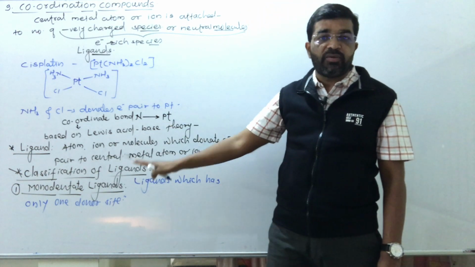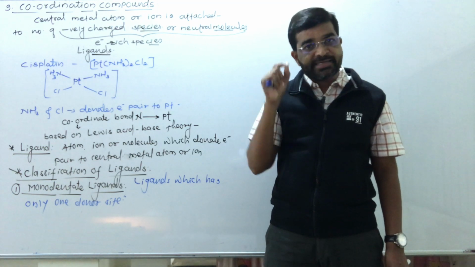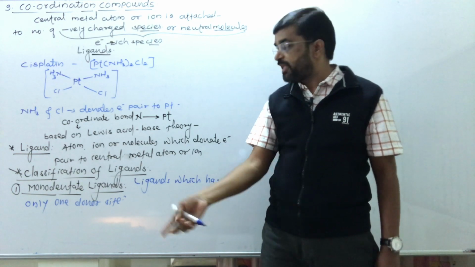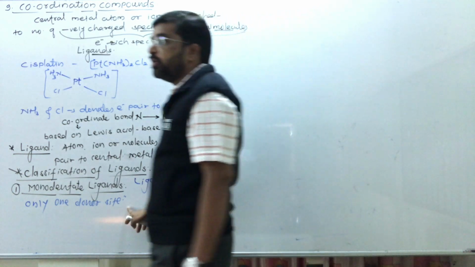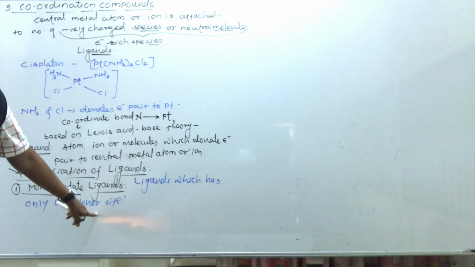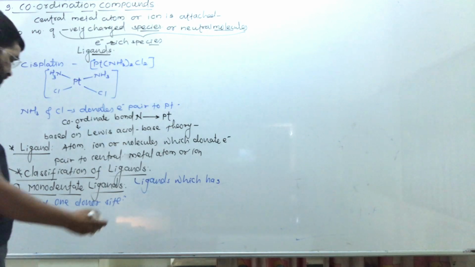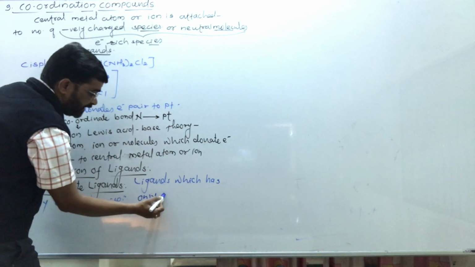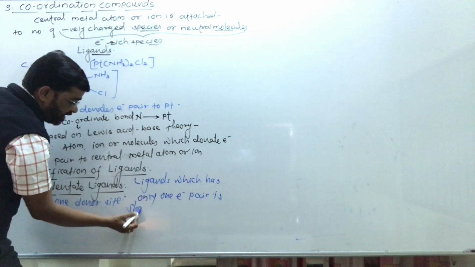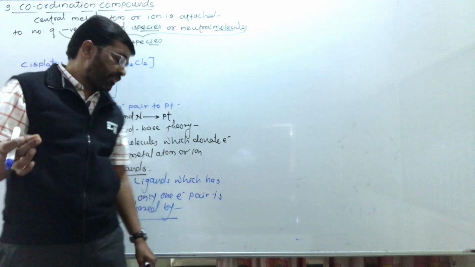That is called as the monodentate ligand. That means this ligand has only one donor site, only one site that donates one electron pair to the central metal atom. So that is called the monodentate ligand. Monodentate ligands are ligands which have only one donor site, and only one electron pair is shared by this ligand to form the coordinate bond, to form the coordinate complex.